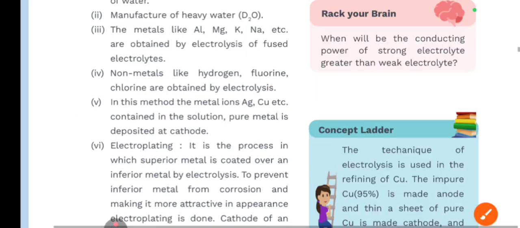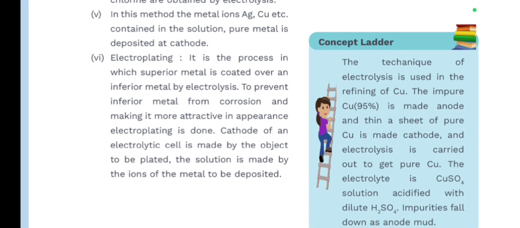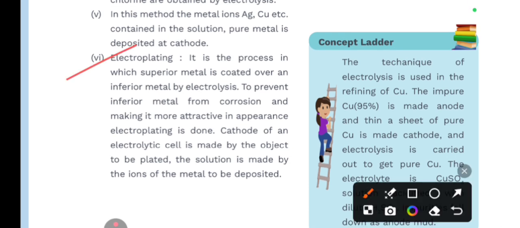Next, electroplating. What is this? It is the process in which one metal is deposited over another metal by the process of electrolysis. You have done in earlier classes that we can deposit zinc on another element by the galvanization process. This is that process, called electroplating. You can make a layer of one metal on another.